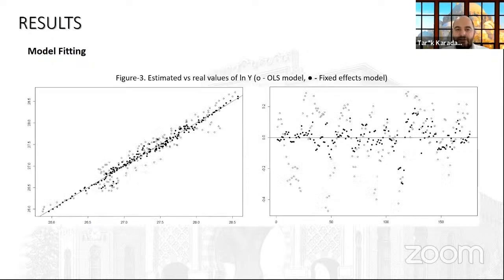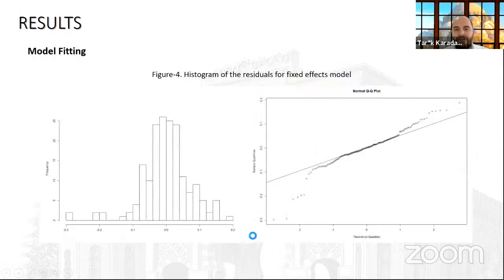This is, again, the estimated versus real values of output, for both the fixed effect and OLS models, to see the visual fittings. Again, the black dots correspond to the estimates of the fixed effect model, and the circles are the classical model. We can see close to perfect linearity in the fixed effect model, and on the right hand side are the plots of the residuals, and we can see less variation again. So this also visually approves that the fixed effect model performs well. Again, these are the residual histogram and QQ plots. So we see normality here.